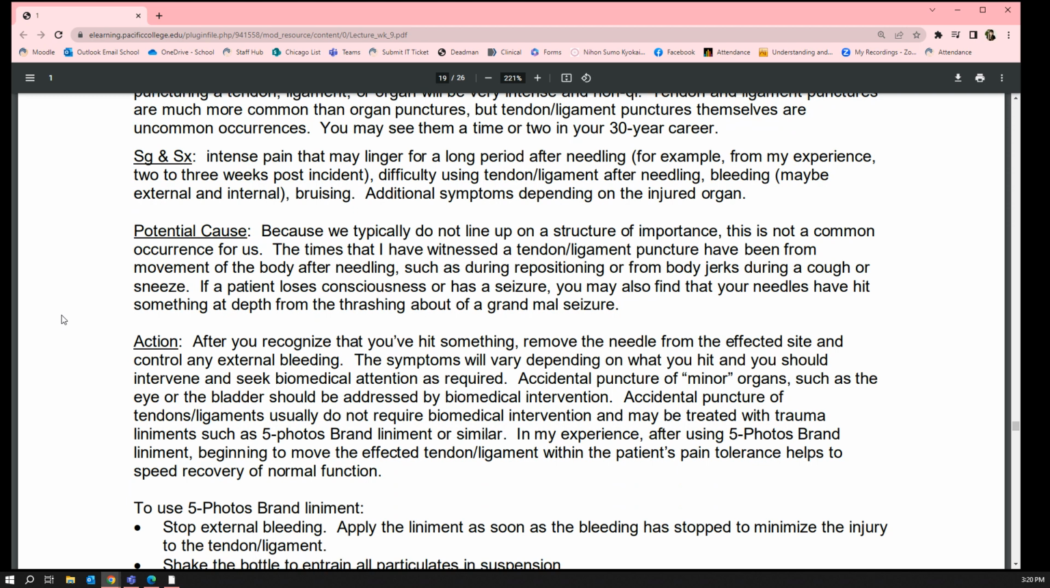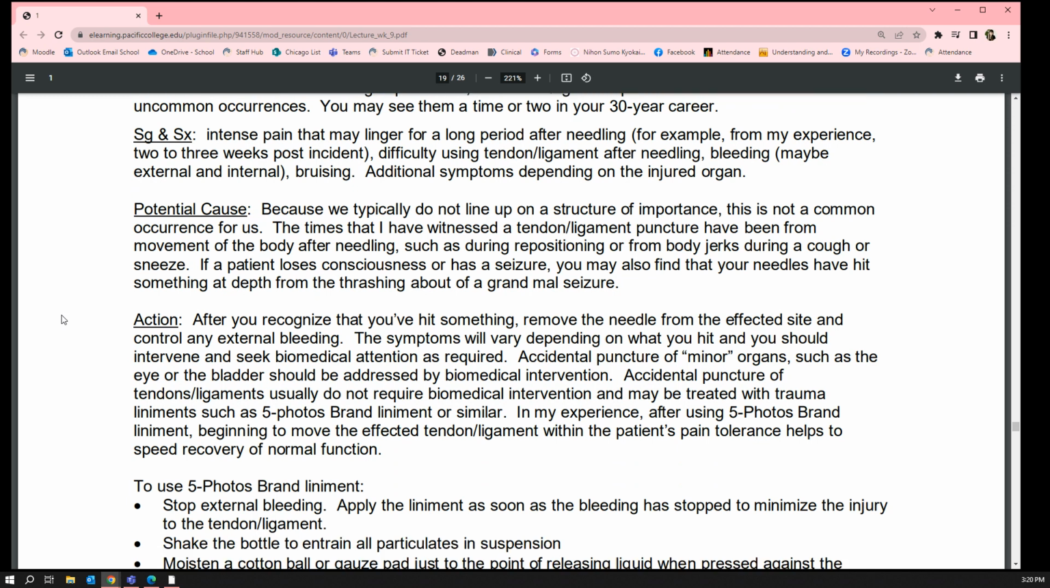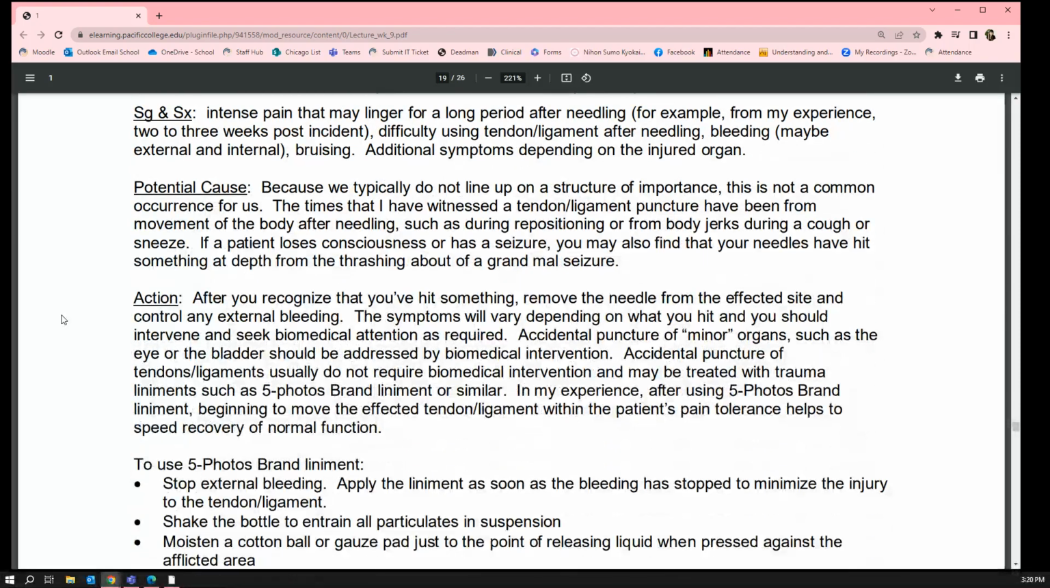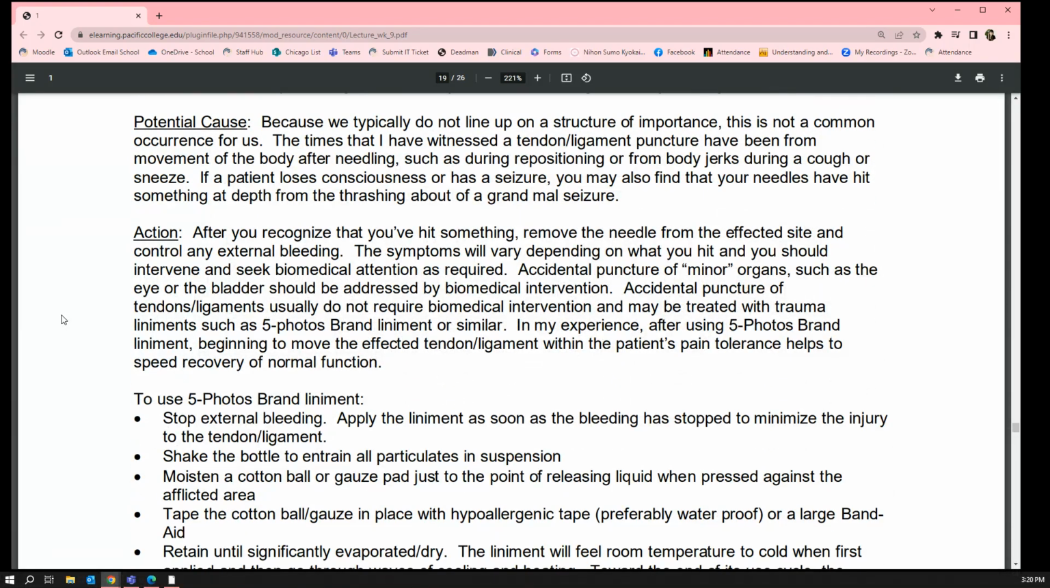As far as potential cause, this is generally going to be from poor location, poor control of angle, depth, direction when needling. It can also be caused by patient movement after needling. So repositioning from body jerks during a cough or a sneeze, or if somebody loses consciousness or has a seizure, right, the needle may end up moving into puncturing a tendon, ligament, nerve, or minor organ. So if this happens after you recognize that you've hit something, remove the needle and control any bleeding, right?